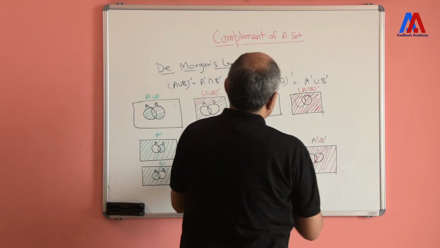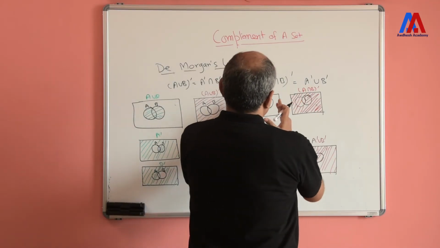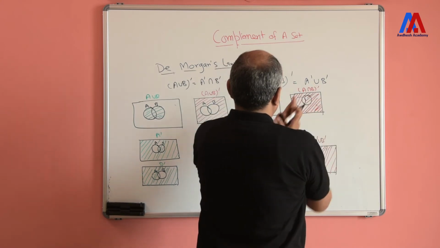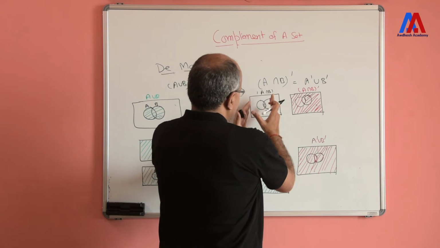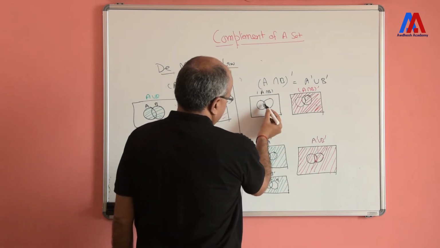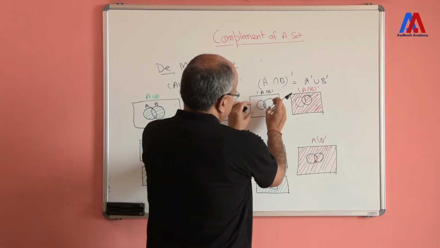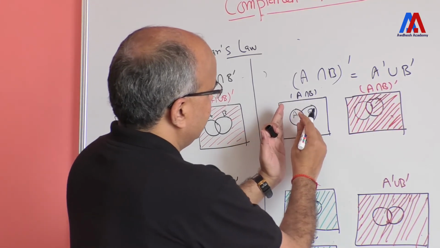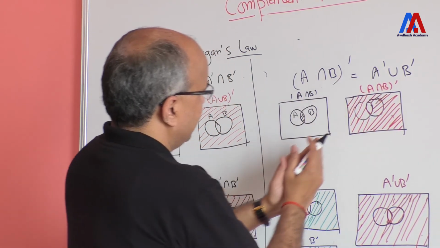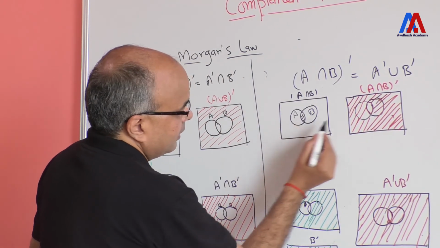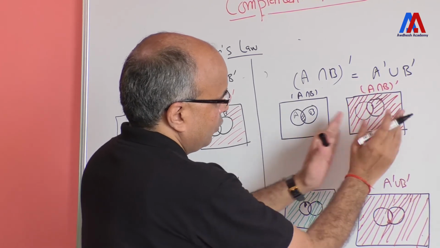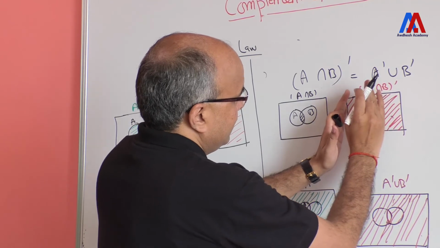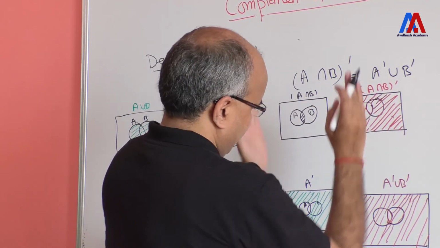Now let's go to the second theorem. It says that (A intersection B) dash is equal to A dash union B dash. Let's prove this. What is A intersection B? A intersection B is represented by this small area, which is the intersection of A and B. If we take the complement of that, other than this small area, the entire area will be covered under the complement. So excluding this small area, the remaining area is (A intersection B) dash.